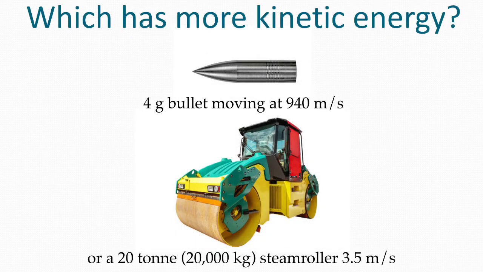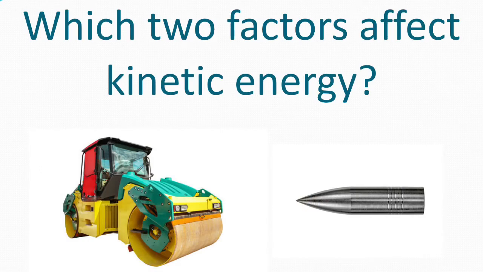Which do you think would have more kinetic energy? A small bullet moving at a very, very high velocity, or a large steamroller moving at a very slow velocity? To answer that question, we need to know which factors affect the kinetic energy of an object.